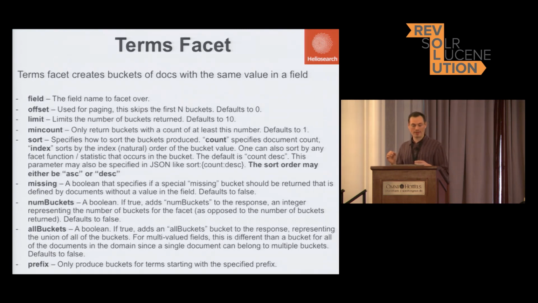We also have the num buckets parameter. That's sort of different. You can ask for the number of facet buckets that were created. So you may only return the top 10 buckets by any criteria, but you can also get the fact that there were like thousands of buckets. You can get that information back. And then there's also the all buckets bucket. So all buckets equals true, and then you get back this single bucket that represents the union of all the other buckets.